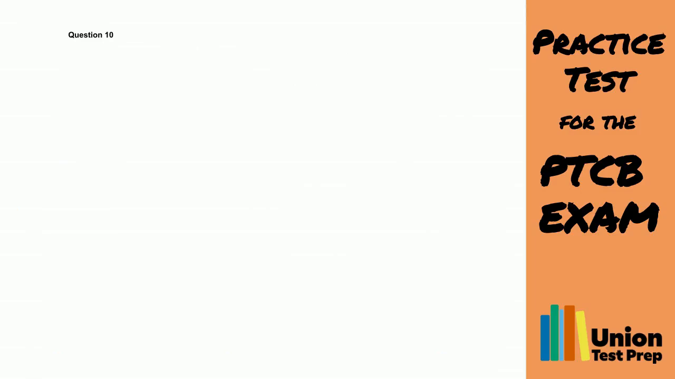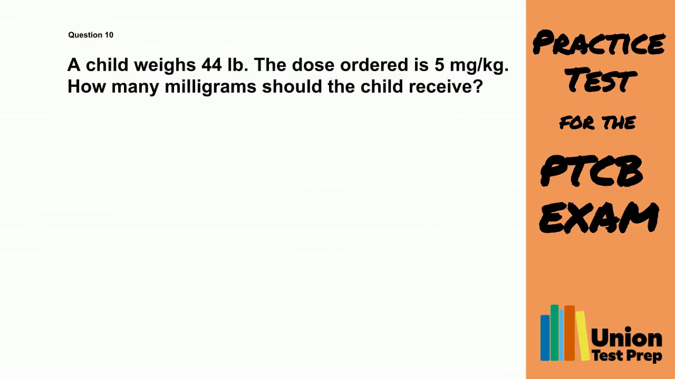Question 10. A child weighs 44 pounds. The dose ordered is 5 milligrams per kilogram. How many milligrams should the child receive? A. 110 milligrams. B. 100 milligrams. C. 75 milligrams. D. 50 milligrams.